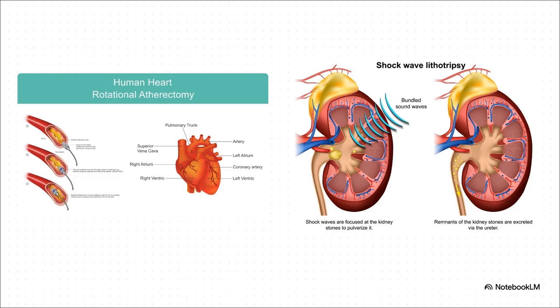Next, let's compare two operations in Group 2 that people mix up all the time, extirpation versus fragmentation. Extirpation, character C, is taking or cutting out solid matter. Think of a rotational atherectomy removing a blood clot, or a cholecystectomy removing a gallstone. The solid matter is physically removed from the body.